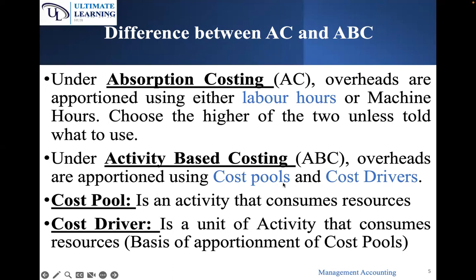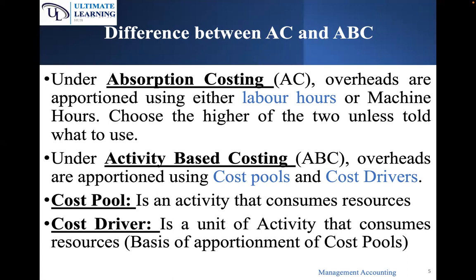Point number 2, ABC overheads are apportioned using cost pools and cost drivers. So when you are apportioning overheads under ABC, you look for what is called cost pool and you look for cost driver. Now, what is a cost pool? A cost pool is an activity that consumes resources.